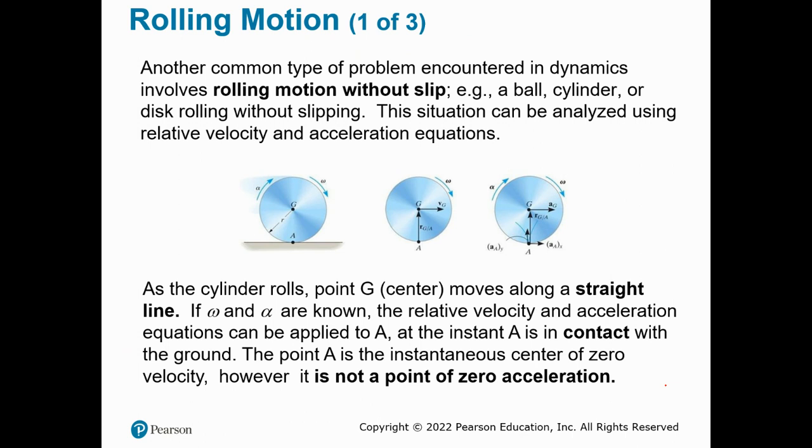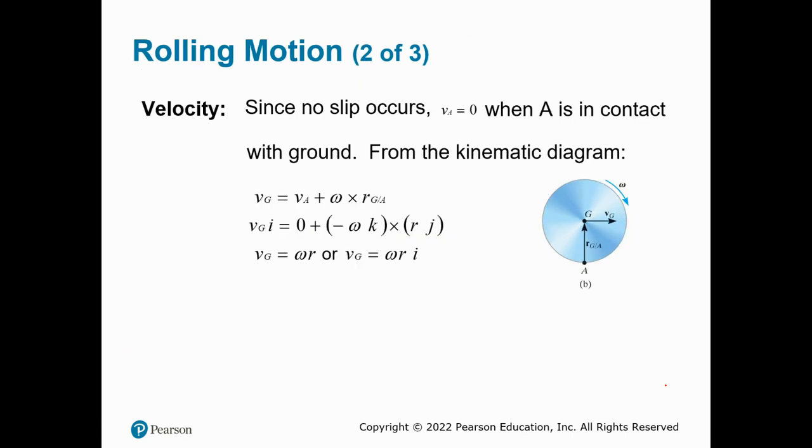As the cylinder rolls, point G, the center, moves along a straight line. We've seen it before. If omega and alpha are known, the relative velocity and acceleration equations can be applied to A. At the instant A is in contact with the ground, the point A is the instantaneous center of zero velocity. However, it is not zero acceleration, but it's zero velocity, the point that's in contact with the ground. We talked about it before. Keep going. Since no slip occurs, VA equals 0 at that moment, when A is in contact with the ground.